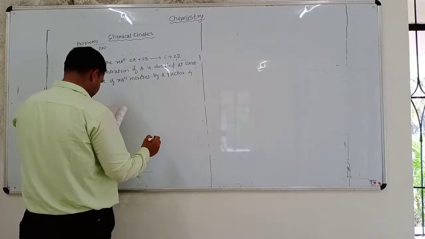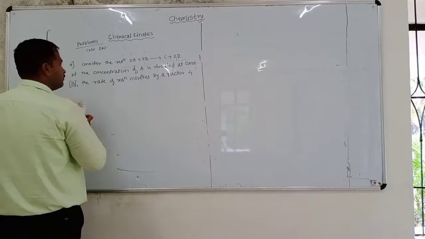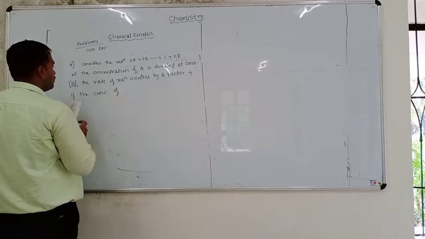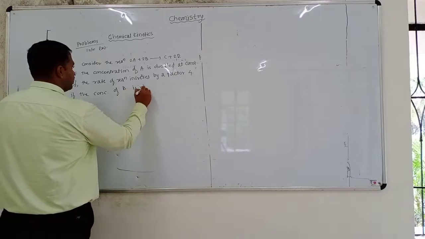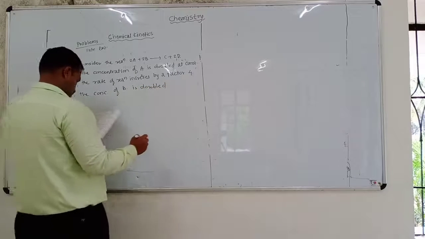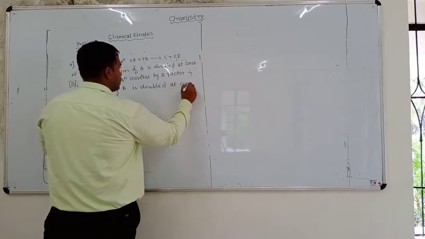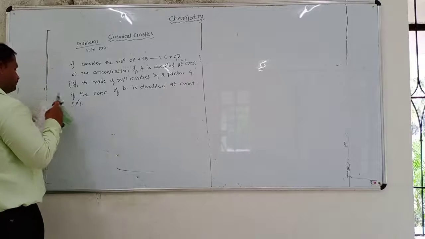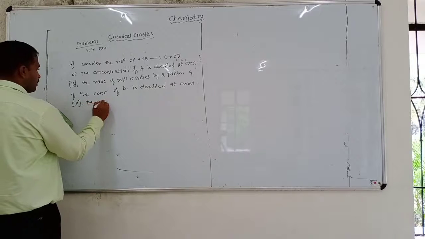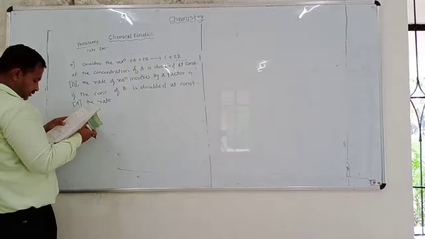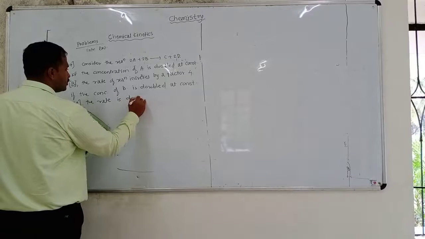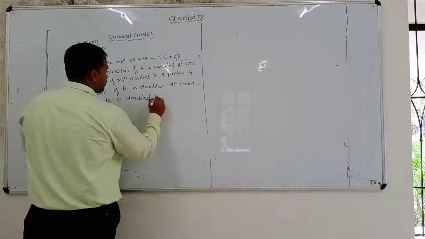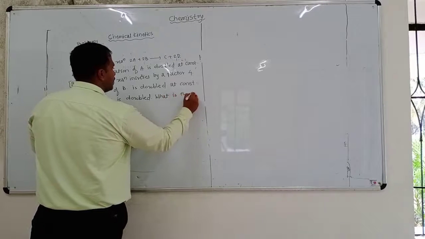If the concentration of B is doubled at constant A, the rate of reaction is doubled. What is the rate law?